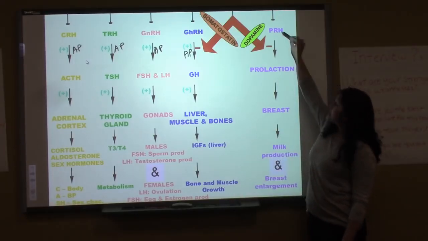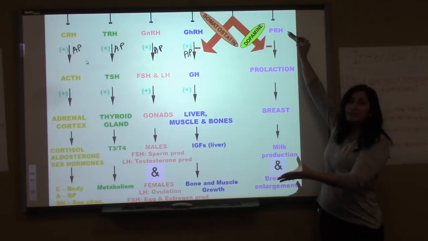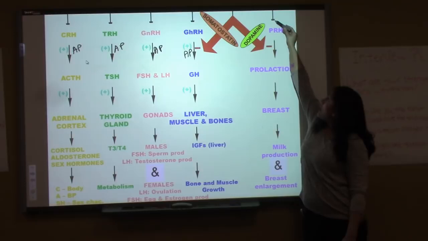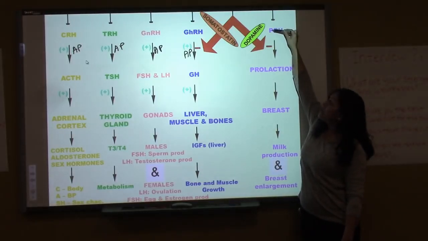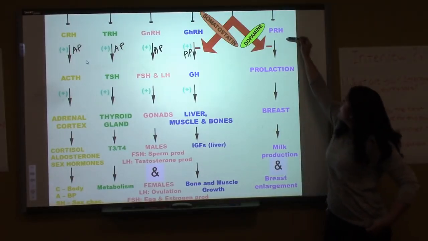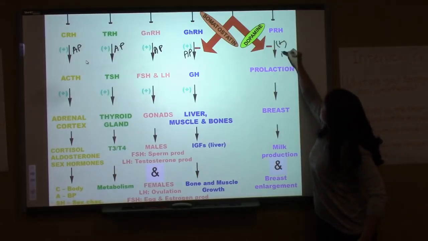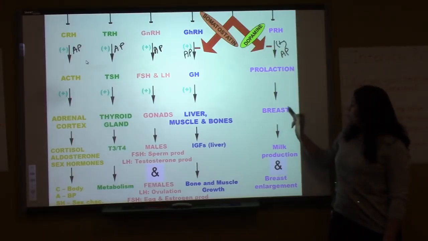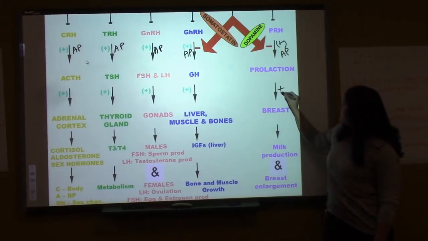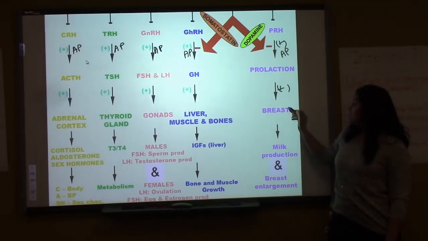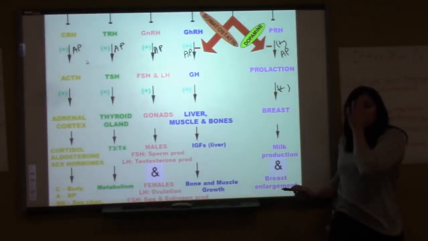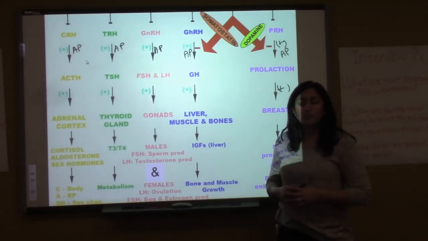The last stimulatory, because as you can see, all of them stimulated the anterior pituitary, is PRH. So the hypothalamus releases PRH, which is prolactin releasing hormone. PRH will stimulate the anterior pituitary to release a hormone called prolactin. Prolactin will now stimulate the breast, and it has 2 different functions on the breast. It will cause the breast to produce milk, and it will cause breast enlargement. So those are the 5 stimulatory hormones.